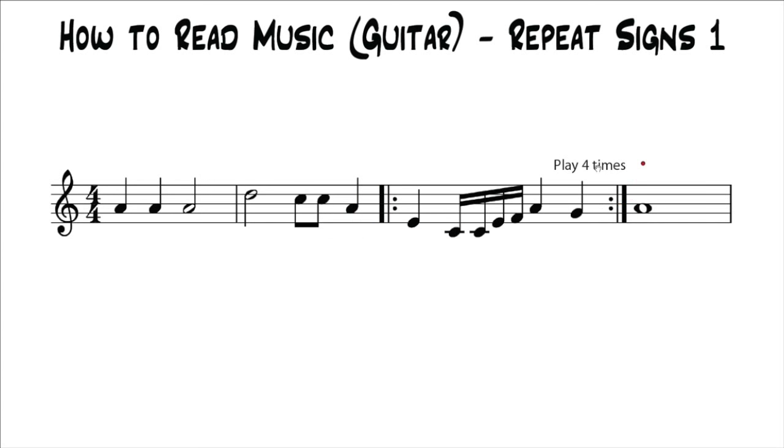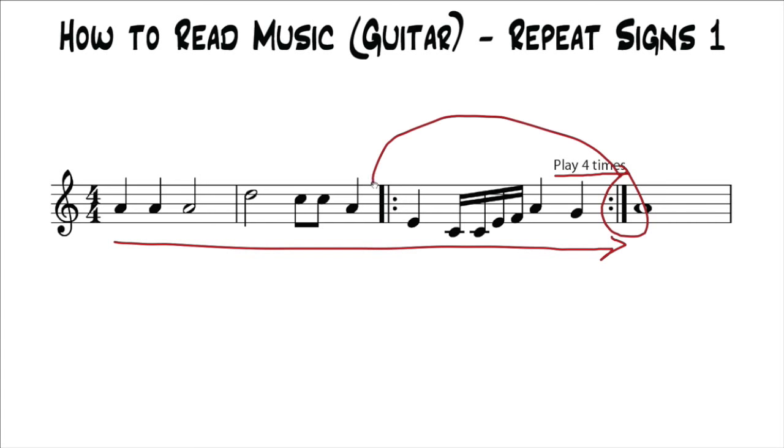Or you could also see something that says play four times, and if that happens, you do the same thing that I just showed you. You play up to the end repeat sign, then you go back to the start repeat sign, and in here you would repeat this bar, this measure, four times. And then after that you would go to the end.